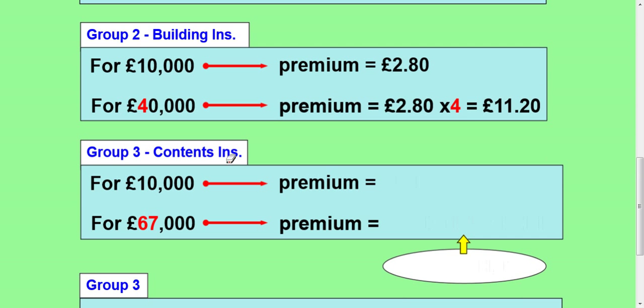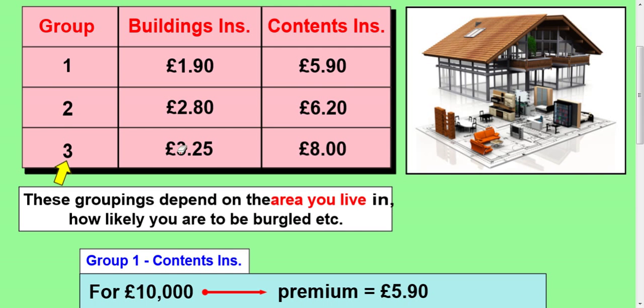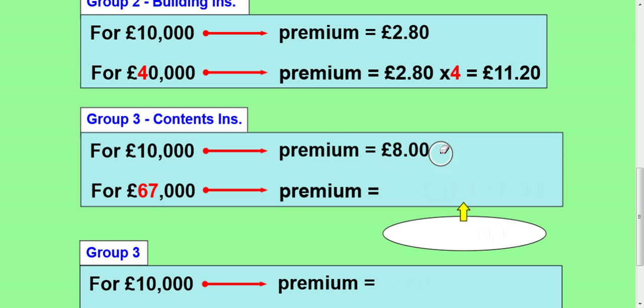Okay, Group 3 contents insurance. So let's go back up, look for Group 3, that's this one here. Contents, that's over here, it's £8 for £10,000 worth. Now here's the thing, what if I had £67,000? What do you need to multiply 10,000 by to get up to 67,000? It's no longer just 6, it's 6.7. So if you do 8 times 6.7, you'll get £53.60.